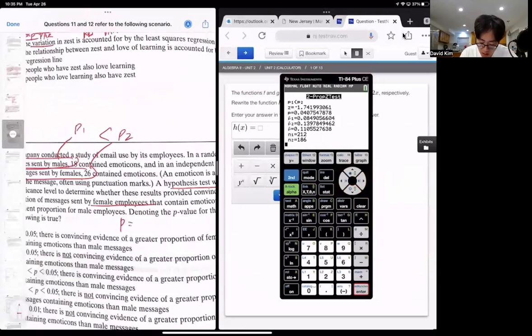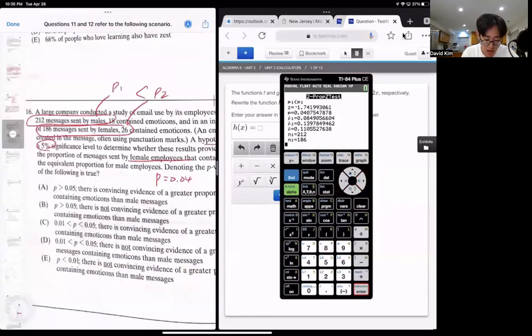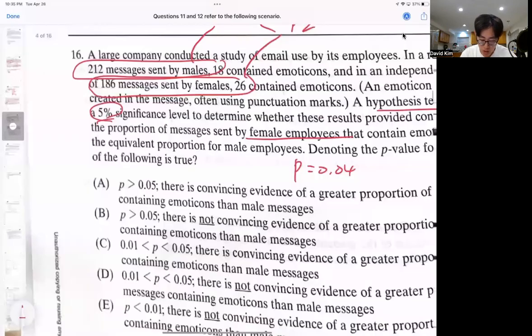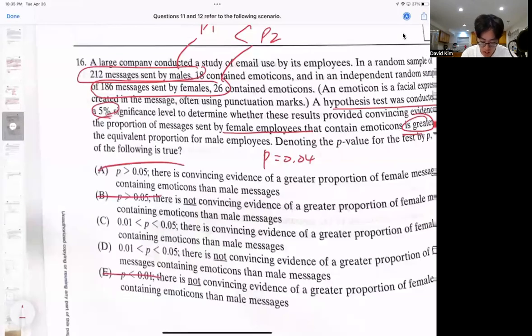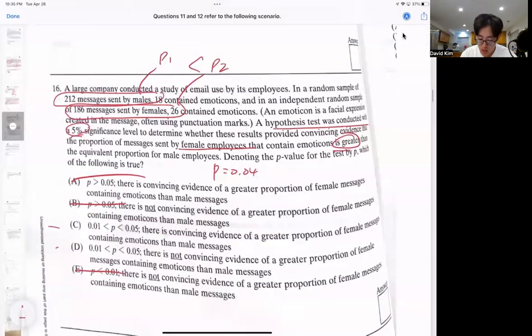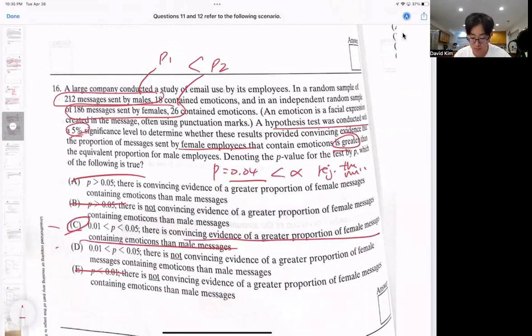And we have our P value of 0.04. At the significance level of 5%, which is the alpha, we know that P is less than 0.05. So it's going to be C and D. If we have P less than alpha, then we reject the null. So there is convincing evidence that the alternative hypothesis is true. So there's convincing evidence of a greater proportion of female messages, which is C. That is our alternative hypothesis. We want to say that there's enough evidence, or convincing evidence, to support that claim.